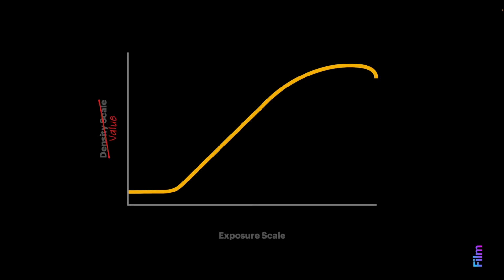So another thing is that we are calling them densities because of the film negative, okay? But we are going to refer to the density scale as value for us, just to make things easier. But when I say density, I just mean the value that is recorded, okay? For us, it's just the value.